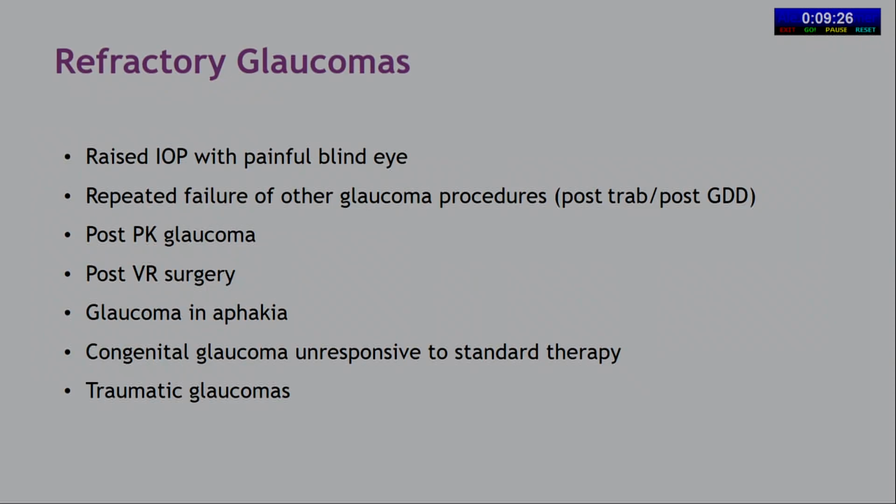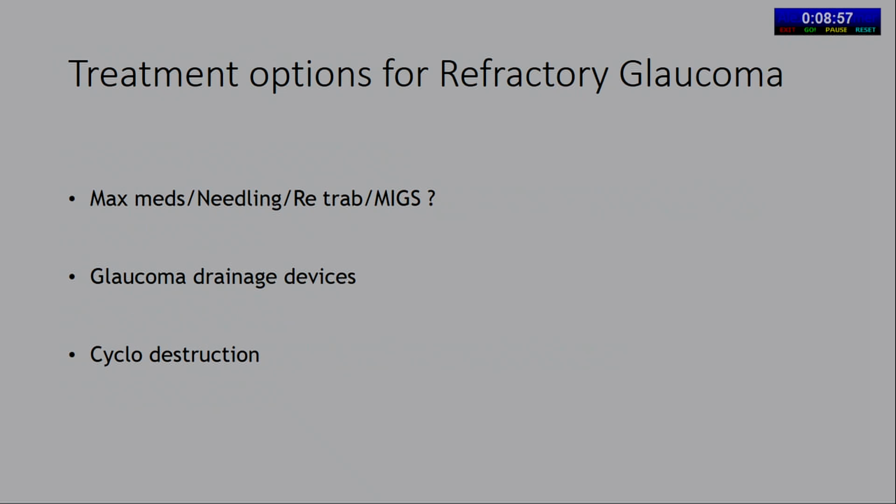So coming back to what is refractory glaucoma: raised intraocular pressure, painful blind eyes, failure of other glaucoma procedures, post-trab, post-tube, post-keratoplasty glaucomas, post-VR surgery, silicone oil, other types of VR surgeries, glaucoma in aphakia, congenital glaucoma unresponsive to standard therapies, and of course injuries and multiple complex eye problems in which IOP remains high and you can't really do a filtering surgery.